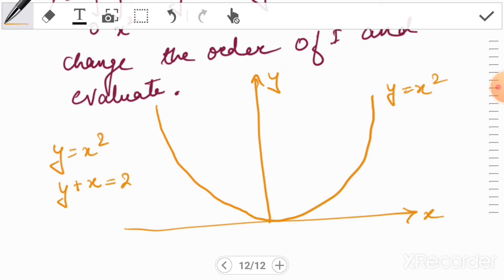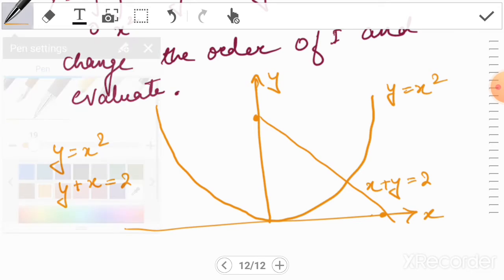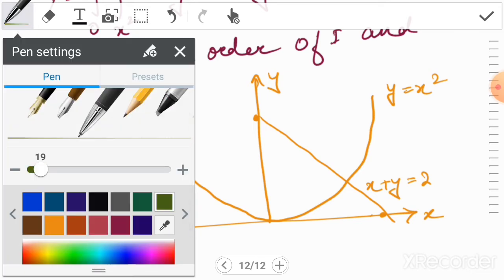Then x plus y is equal to 2: if you put x is equal to 0, then y is equal to 2, and if you put y is equal to 0, then x is equal to 2. This means the points are (2, 0) and (0, 2). Join them, so you have x plus y is equal to 2. Right?